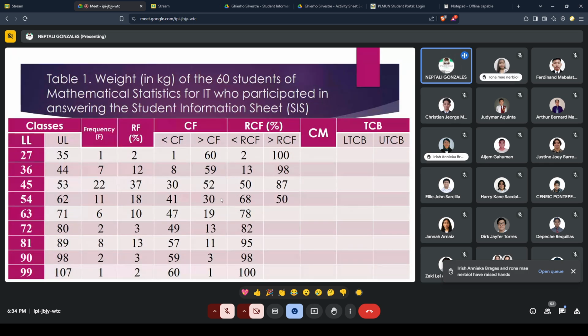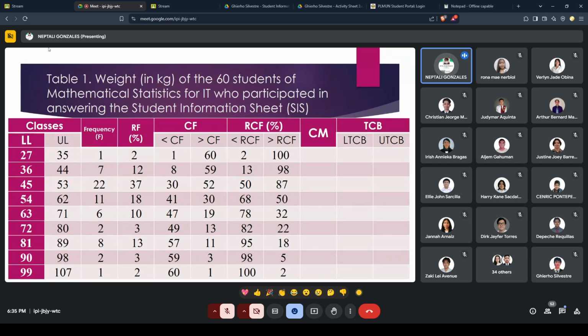Nag-iipon ka ha. Oh, sige, Irish. 32 po. 32. Okay, 32. Next. Zaki again. 22 po. Okay, 22. Dami na. Next. Justin. 18 po. Okay, next. Verlin. 5 po. Okay. And the last, same 2%.